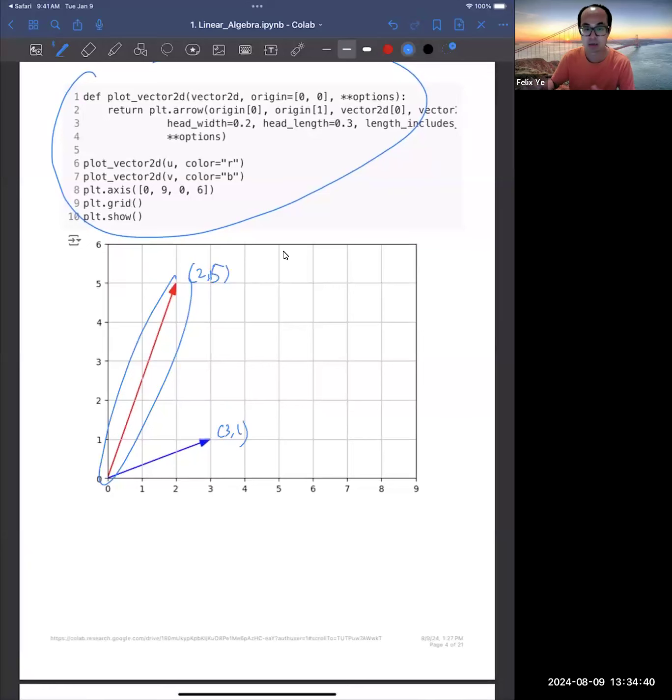This is another way to illustrate that, because for a vector you can either illustrate it with an arrow, or you can just illustrate it with a point and assume you're starting the vector from the origin, which is 0, 0.